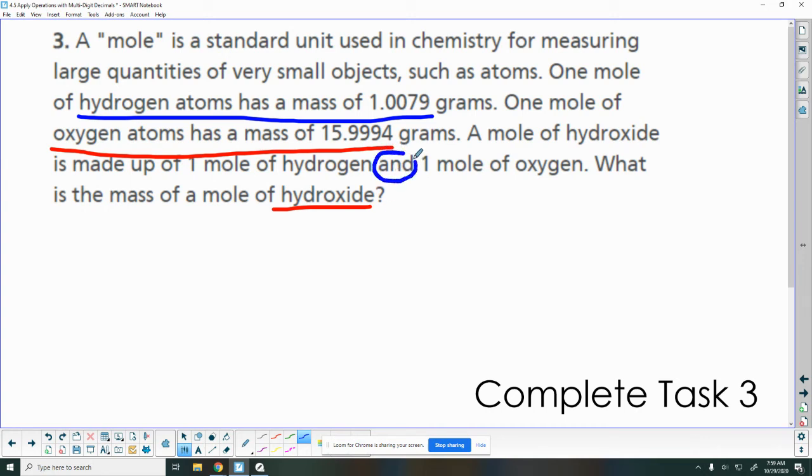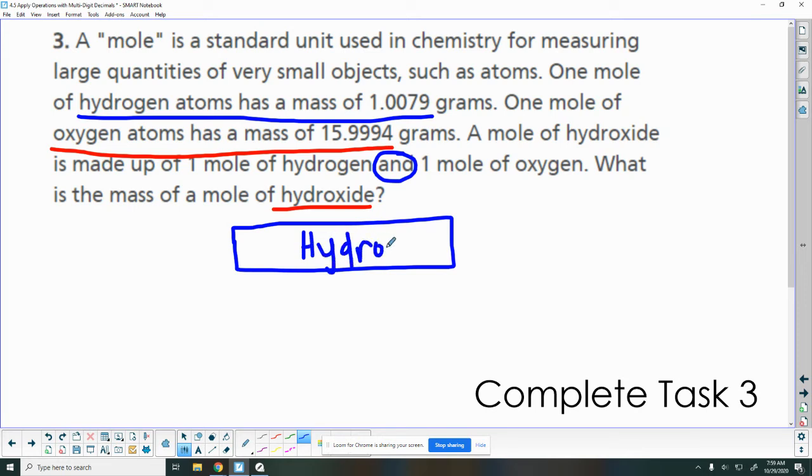So we've got this word and. To make hydroxide, I need this and this. So when I have hydroxide here, that means it's made up. So this whole thing is hydroxide. And I am using a mole of hydrogen and 1 of oxygen to find the total. So I need to put these 2 pieces together to get the total. So that means we need to add.